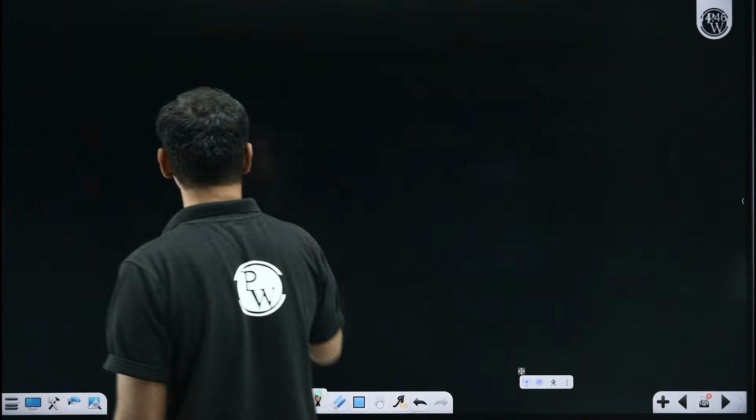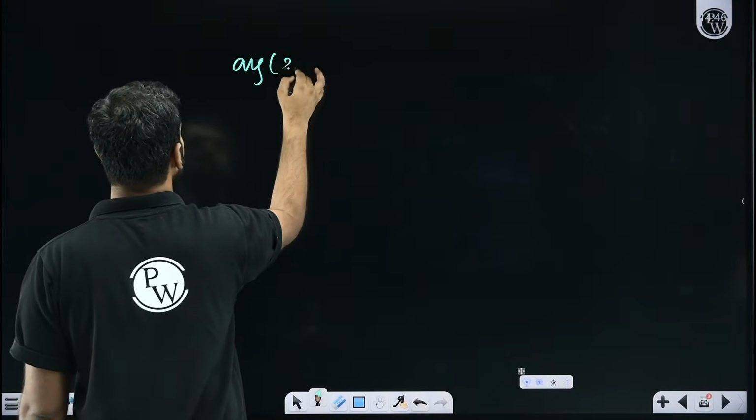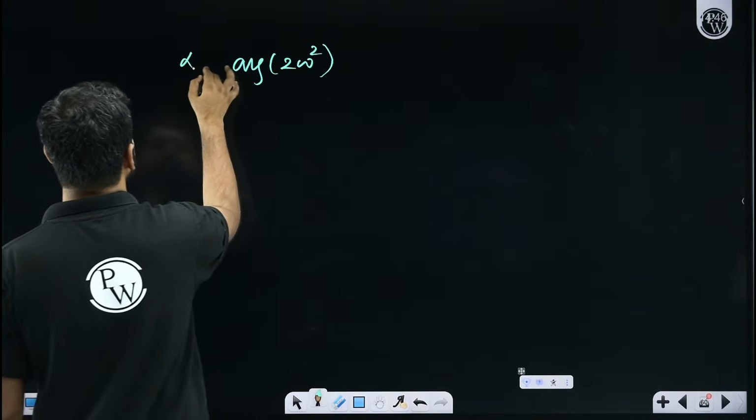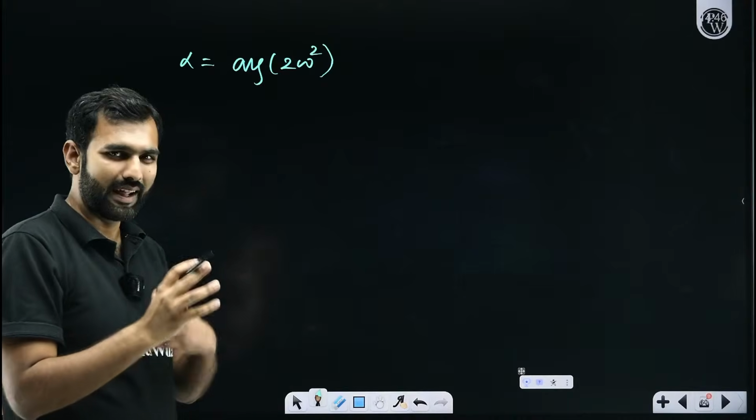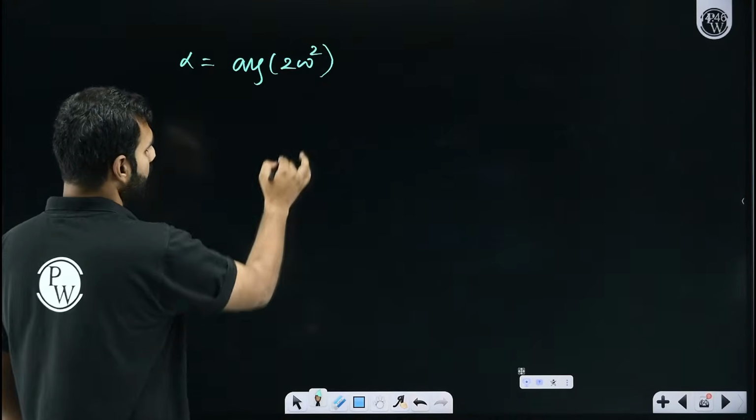So the argument of 2 omega square, I think that is something really easy. You know how to do it. That will be alpha. So 2 doesn't matter here. Direction is what we need to find. Omega square, I hope you know.